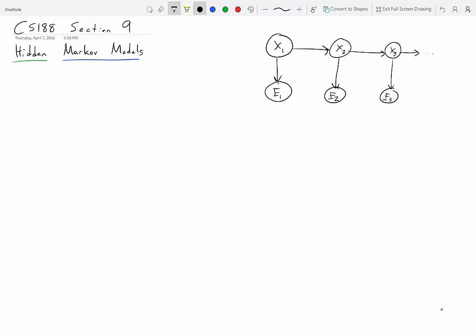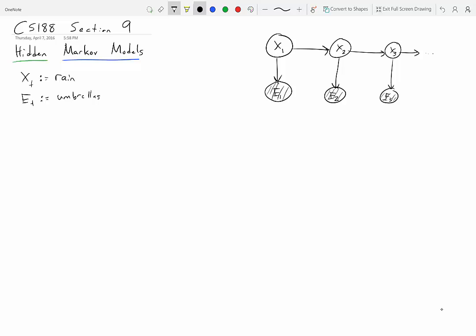Also, let me shade these in to show that we observe these evidence variables. One example might be xt could represent, let's say, rain, but maybe all you get to see are people bringing umbrellas. So based on seeing umbrellas, you need to infer whether it's raining or not.